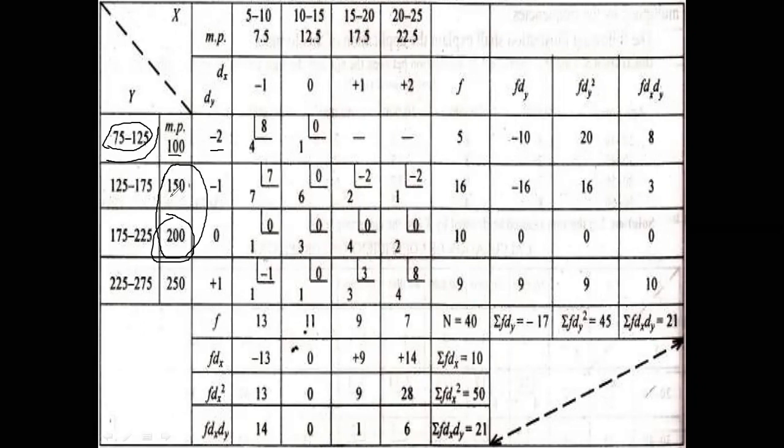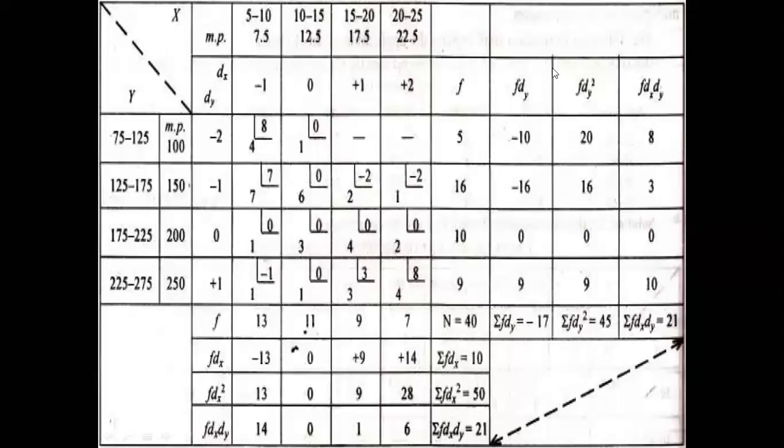Similarly 150 minus 200, the difference will be -50. -50 divided by 50 will be -1. So in that manner we have calculated these dy values. So this is the second step. After this, what we need to do is assign the values for these blocks. We need to form these blocks.